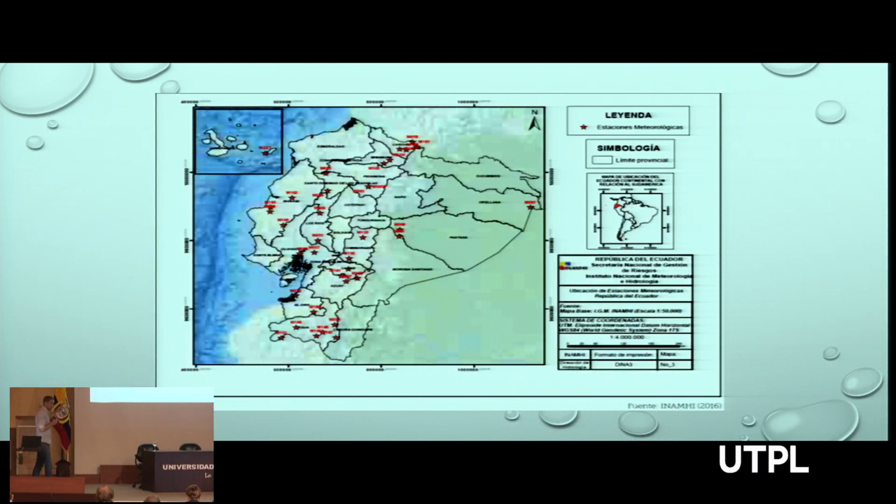However, this study was based on this station network because it was an analysis of 50 years. 1960 to 2010 was the data series, and this was the station. As we see, for Galapagos Islands, it's only one station. And for the Amazon basin, it's only 3 stations. In the north of the coast, there is no station which they can use for this analysis.